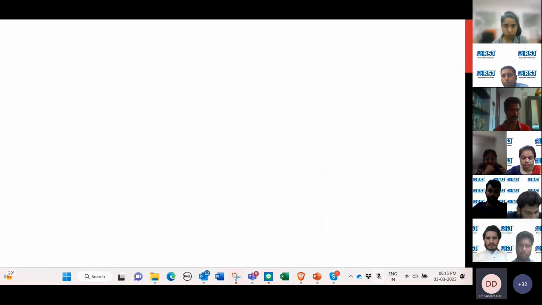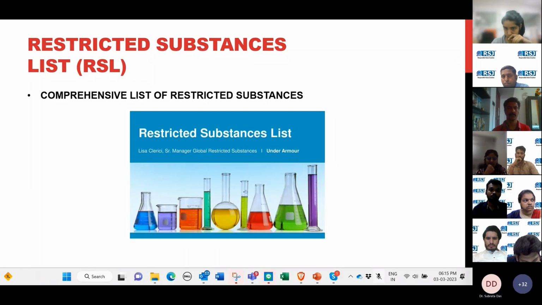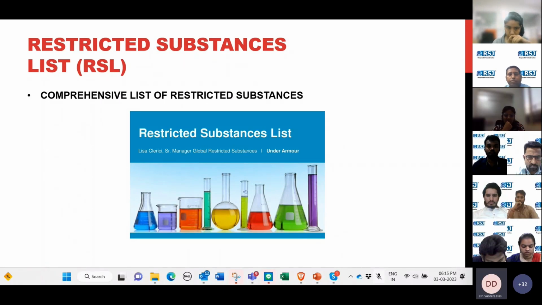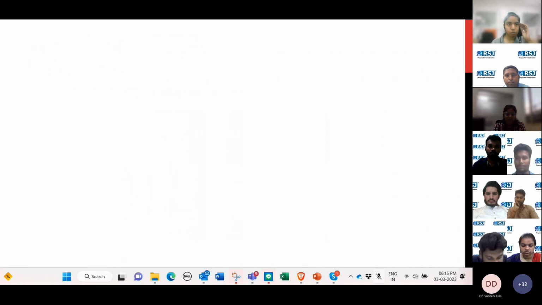Different buyers have different kinds of lists available with them. But one thing is common: these restricted substances are regulated by global legislations, and this is also controlled by the legislation of that particular country. So any substance cannot come under the restricted substances. Coming under the restricted substances is important, because this is regulated by the global regulations.